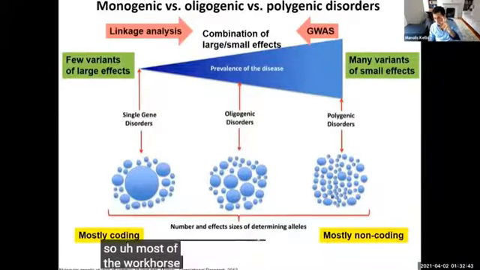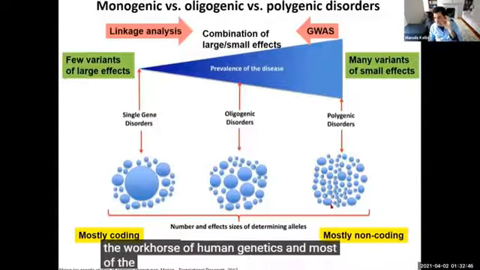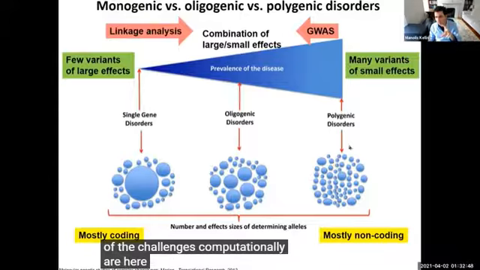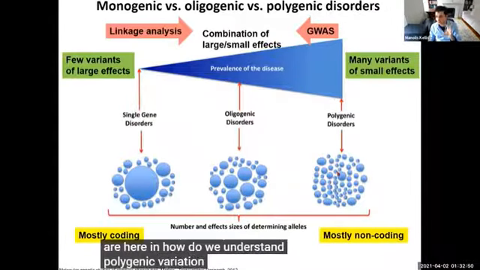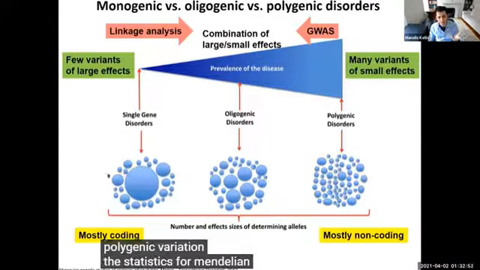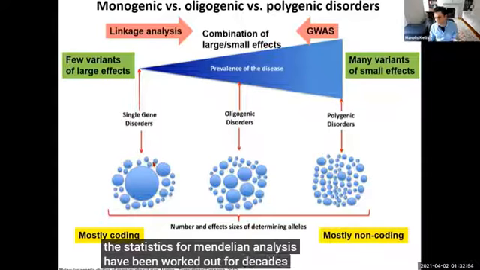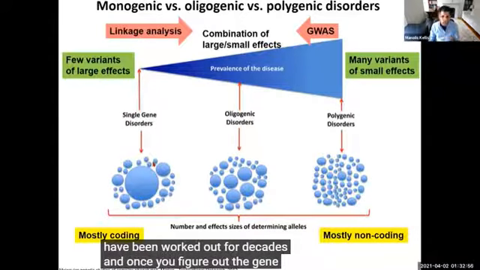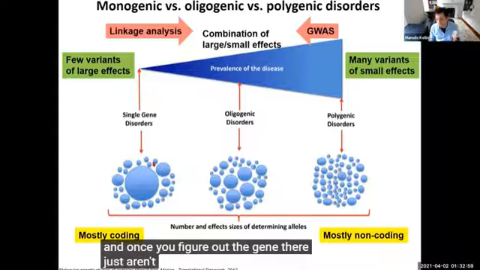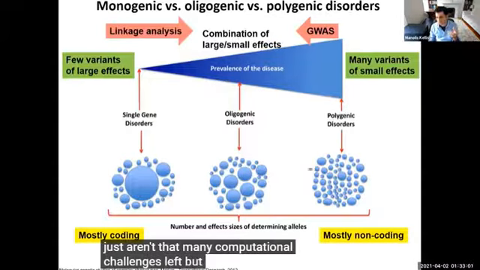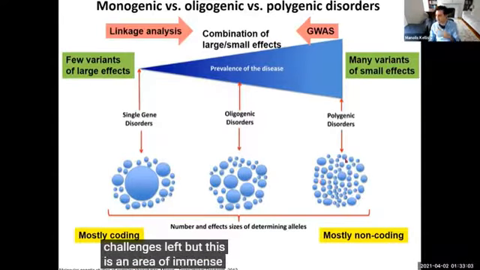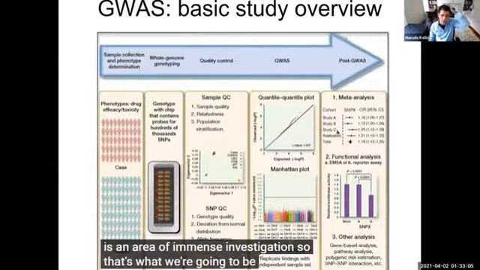Okay. Most of the workhorse of human genetics and most of the challenges computationally are here in how do we understand polygenic variation. The statistics for Mendelian analysis have been worked out for decades. And once you figure out the gene, there just aren't that many computational challenges left. But this is an area of immense investigation. So that's what we're going to be focusing on.